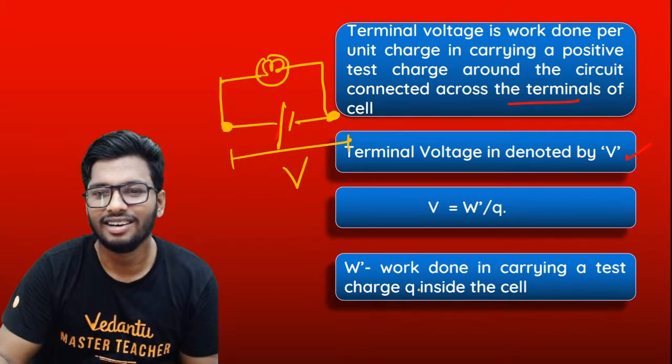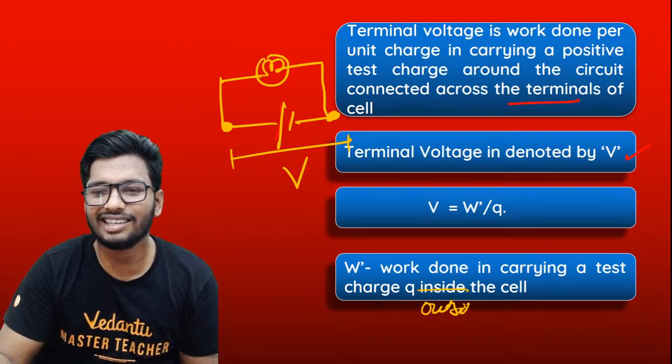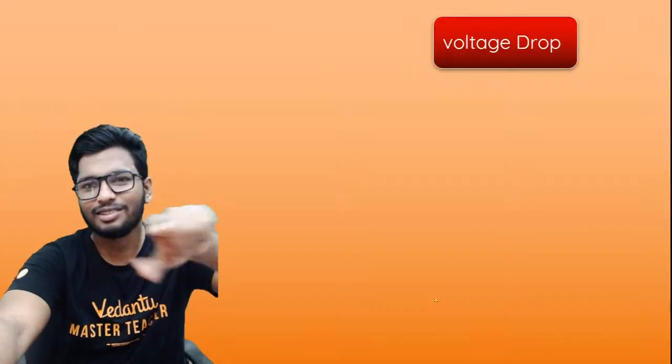It should be outside the cell. All right, not inside, outside. Because inside that would be voltage drop, all right? So outside this, small mistake. Anyways, the next one is voltage drop.